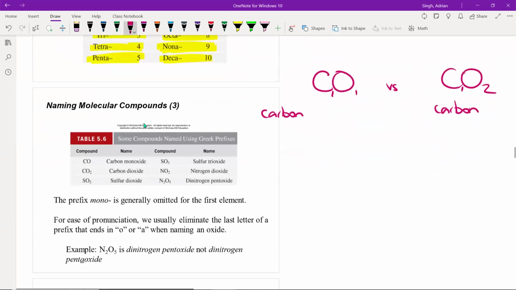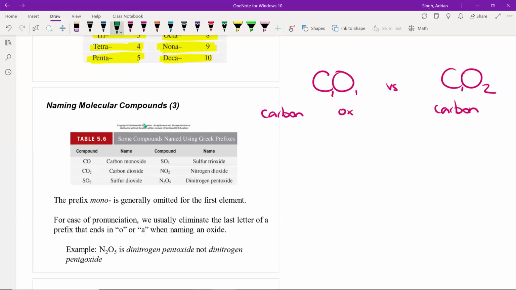You can put your subscript in if it makes you visualize it better. The first element always gets a prefix unless there's one of the first element, right? So you may be tempted to write monocarbon, but if you only have one of the first element, okay, we can leave the mono out. So it's just carbon. The second element always gets a prefix, okay? So oxygen is the second element, okay? So oxygen, we're going to change the ending now, replace it with IDE, so this becomes oxide.